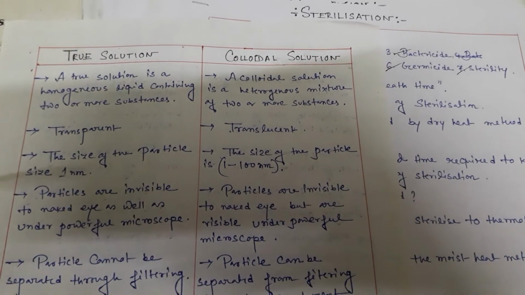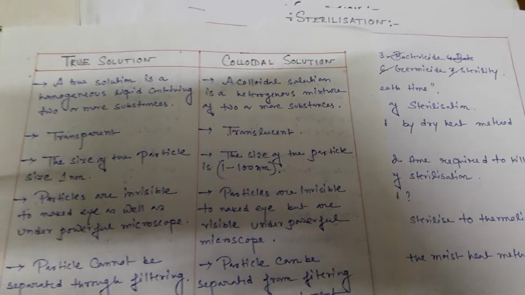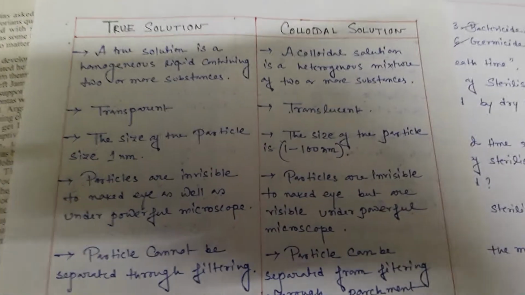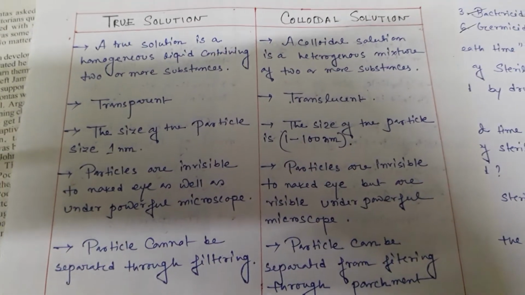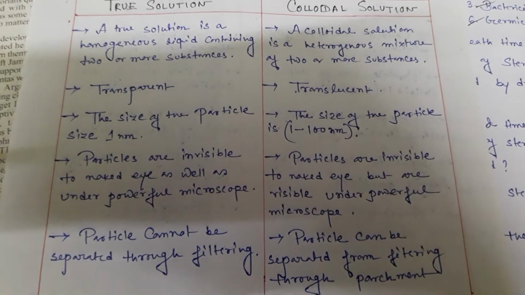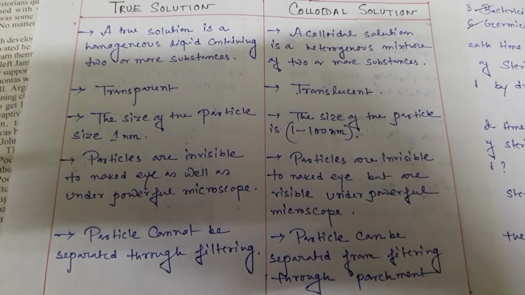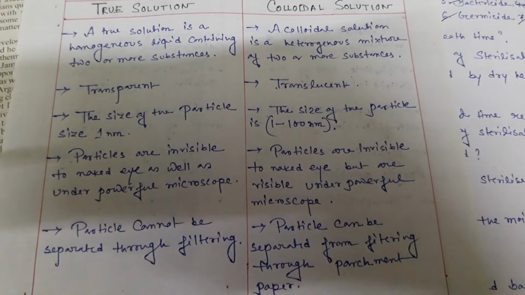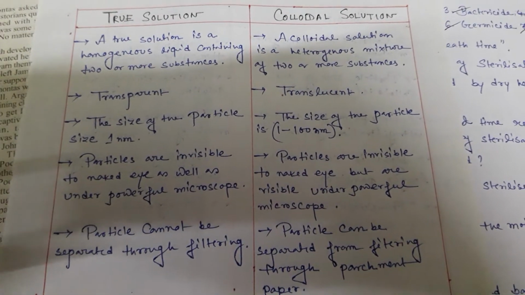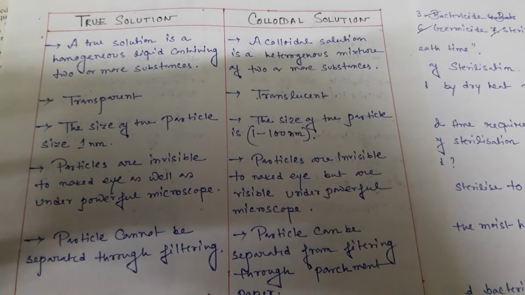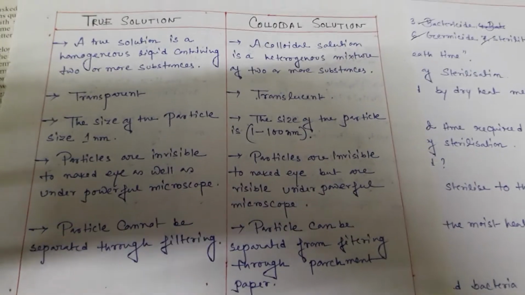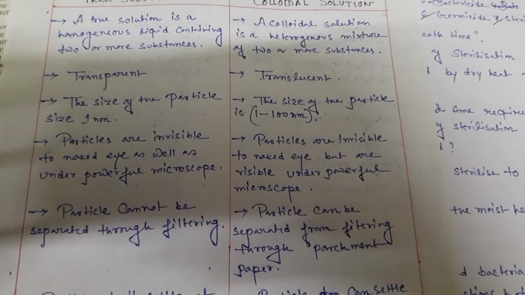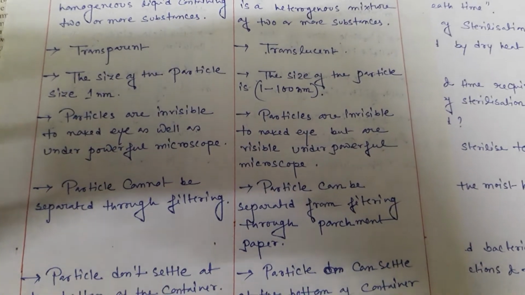But a true solution is a totally homogeneous mixture and the particle sizes are very small, so that's why they are not visible and we can't see them with our naked eye. Okay, and the particles cannot be separated through filtering for a true solution, but in a colloidal solution particles can be easily separated from the liquid part.